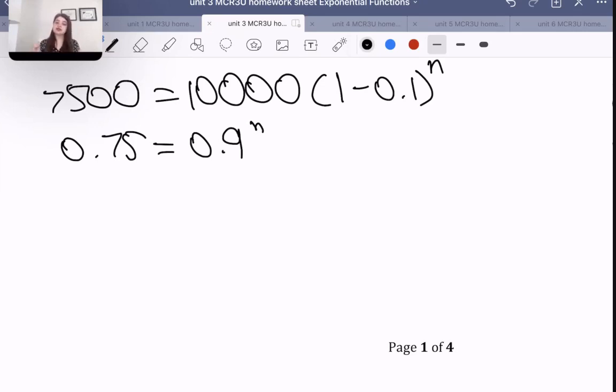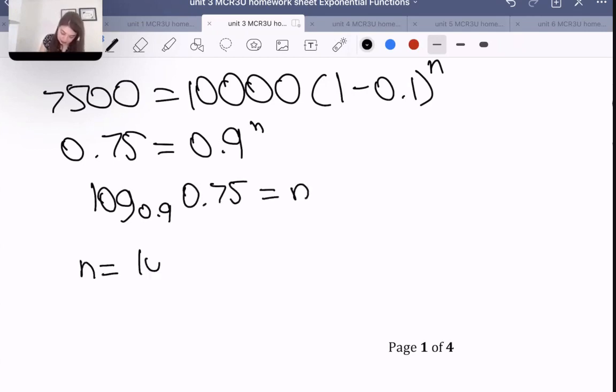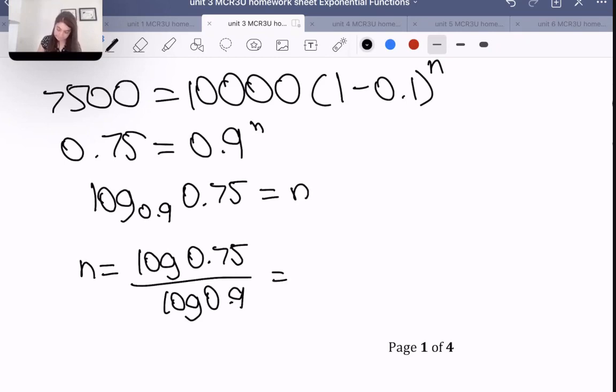My next step is to turn this into logarithm form. So this means that log with the base 0.9 of 0.75 equals n. That means n is equal to log 0.75 over log 0.9. And let's see what that is.